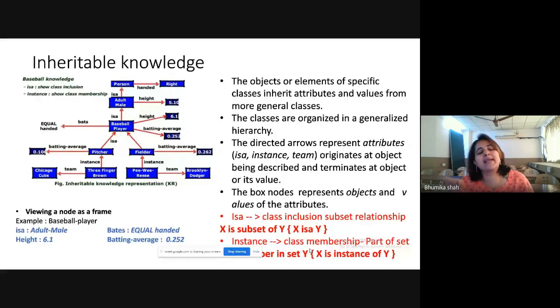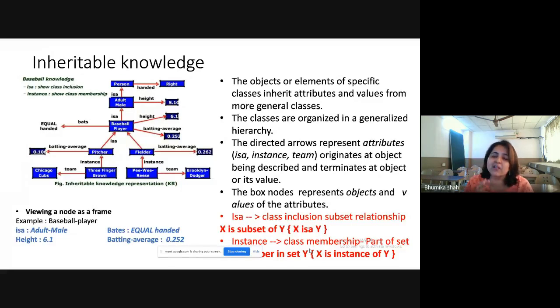If we come back to the second class we are talking about, this fielder, then the batting average for all the fielders. Again, batting average is written on the arrow, so it indicates the attribute. So what is the value of this attribute, which is once again written in a box? 0.262. So that is the batting average of all the fielders. So see, over here, we have taken the attribute batting average, which is asserting specific values for these classes, and you are not going to inherit batting average from the parent class, which is baseball player.